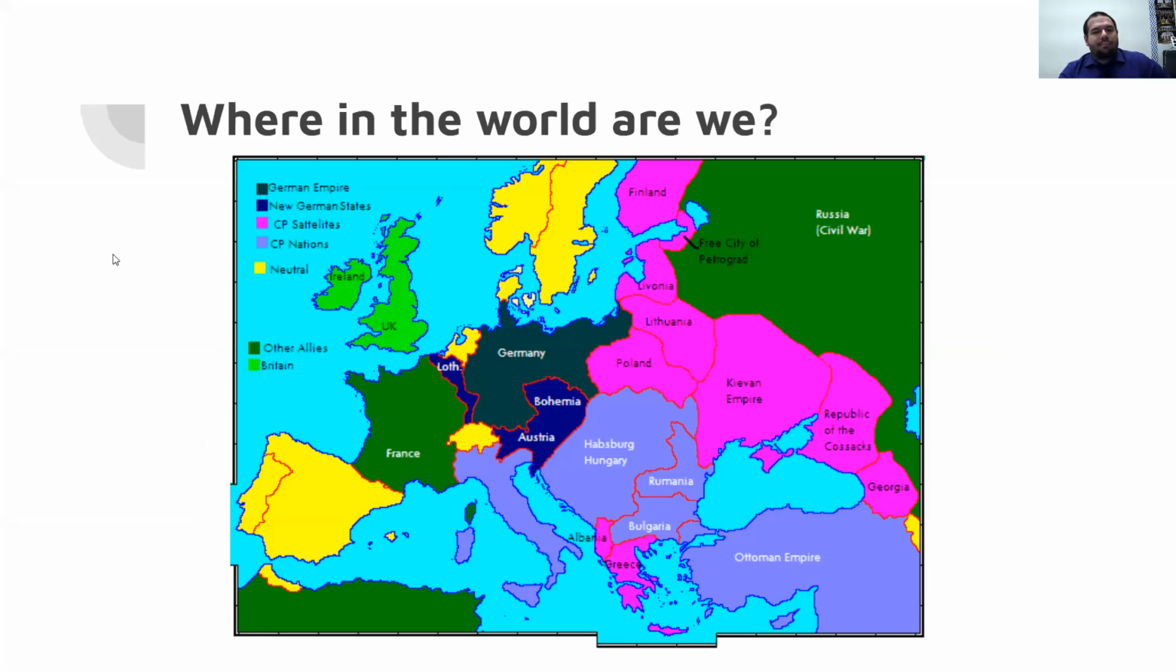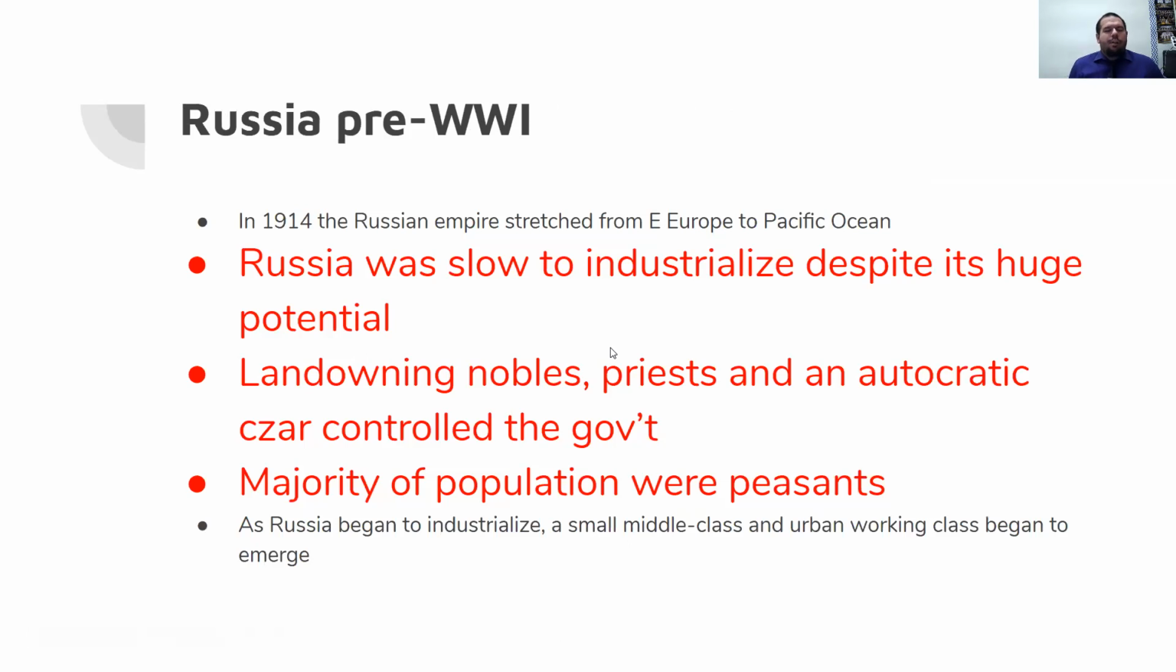All right, so where are we at though? We're still in Europe. It's like we've been here almost the entire time. And this is Russia. This is Russia at the time of World War I? Before World War I? At the end? I don't know. These are new German states, so I imagine this is right at the beginning of World War I. Anywho, so Russia pre-World War I, I believe that's why I have that map.